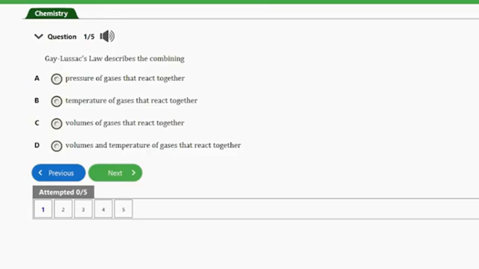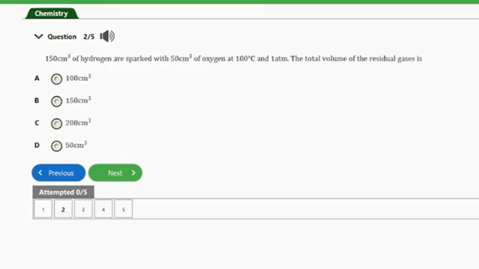It says Gay Lussac's law describes the combining A, pressure of gases that react together, B, temperature of gases that react together, C, volume of gases that react together, D, volume and temperature of gases that react together. The answer to this question is option C, volume of gases that react together. Gay Lussac's law describes the combining volume of gases that react together. Let's check out the next question.